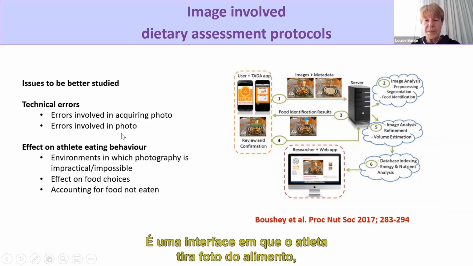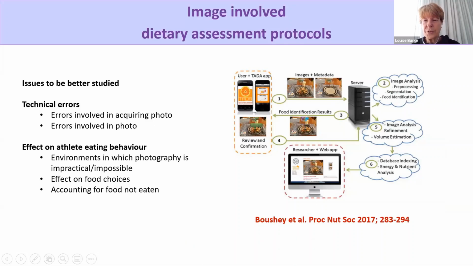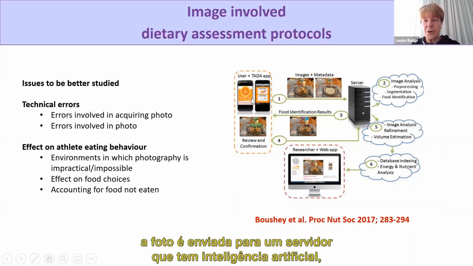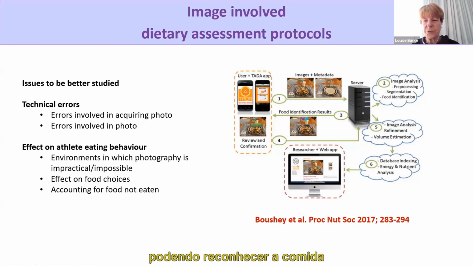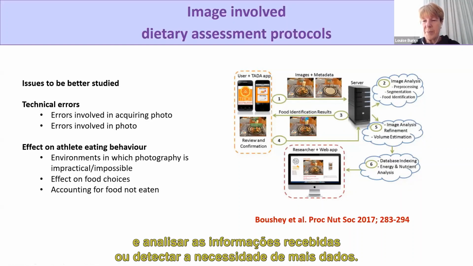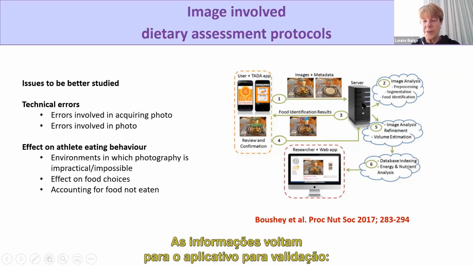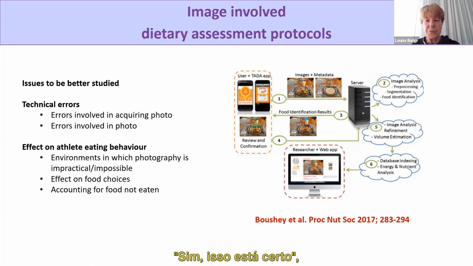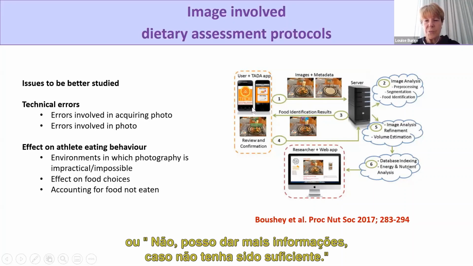And what it has is an interface where the athlete takes a photo of the food. That food photo is sent to a server. The server has artificial intelligence, which can recognise what the food looks like and then makes a decision about whether they understand it or need more information. The information goes back to the athlete to clarify: yes, this is what you got, this is right; or no, I can provide you with more information if you didn't understand it.